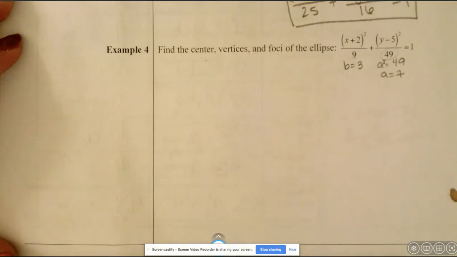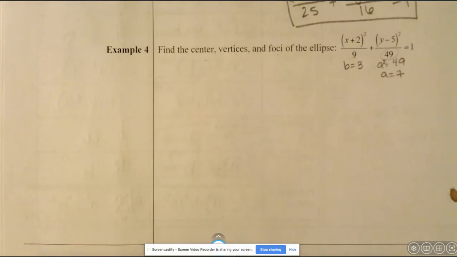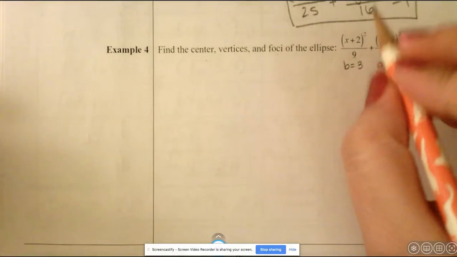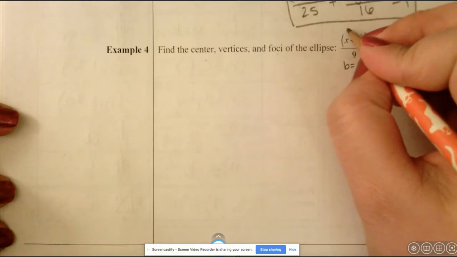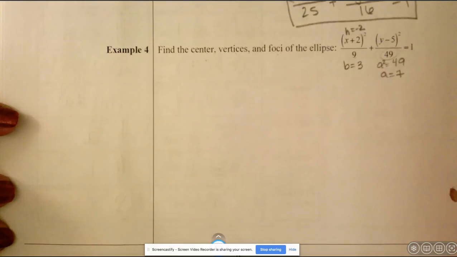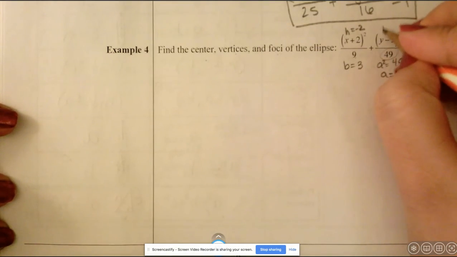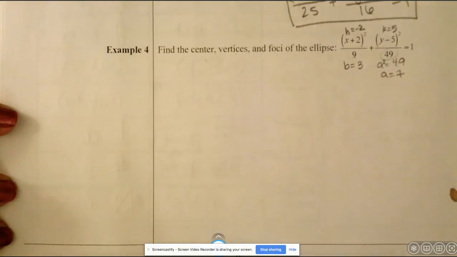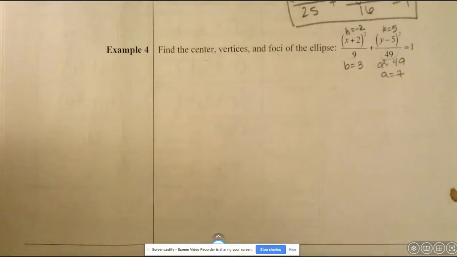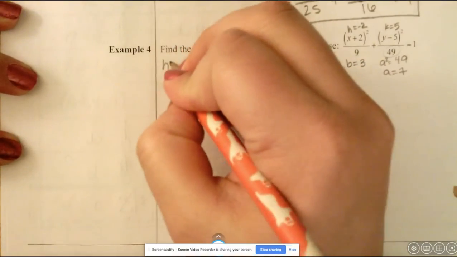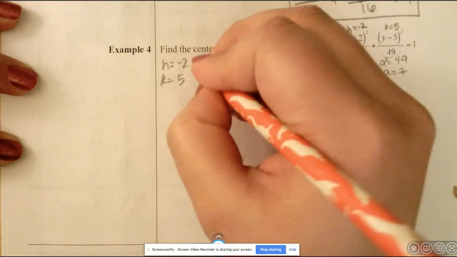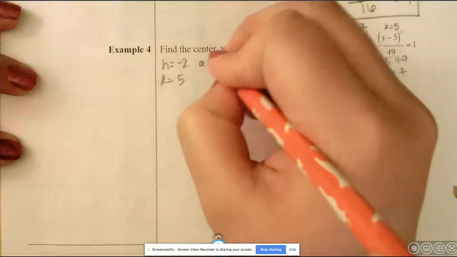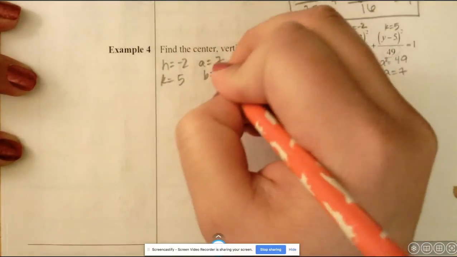H and K are the number that was added or subtracted to X and Y. So here I'm looking at X minus H. So X minus -2. So H is -2. Y minus 5. So K is 5. Okay, so we have H, K, A, and B. We still need C. H is -2. K is 5. A is 7. B is 3.